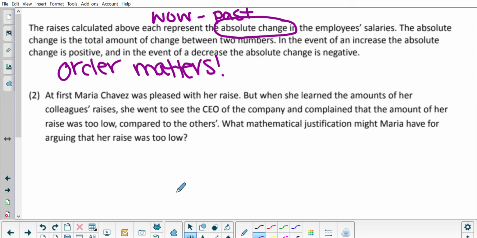So I want you guys to think about this for a minute, okay? And then give me one or two sentences describing what mathematical justification Maria might have for arguing that her raise is too low.